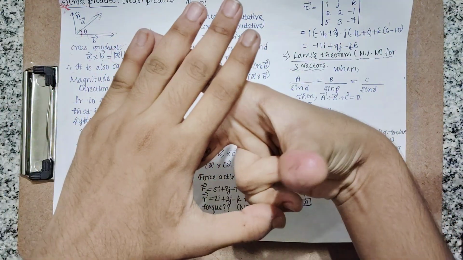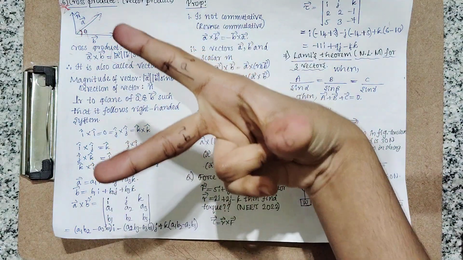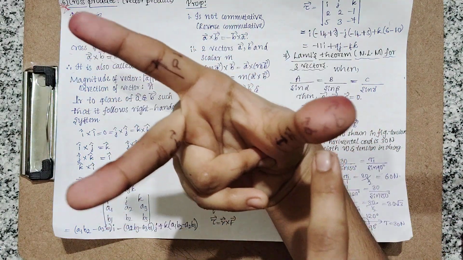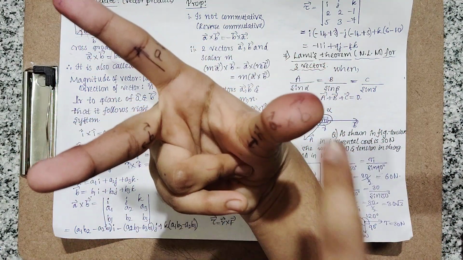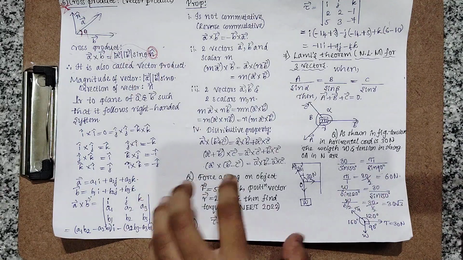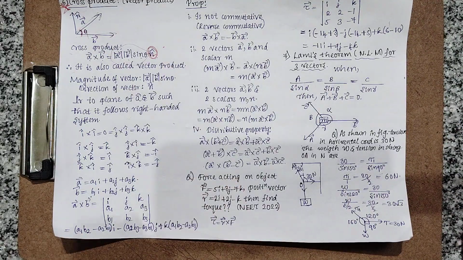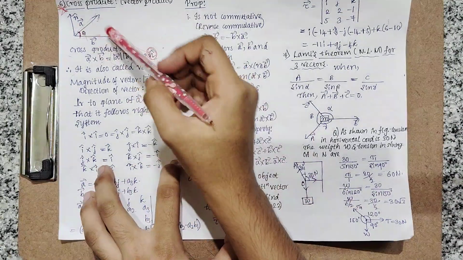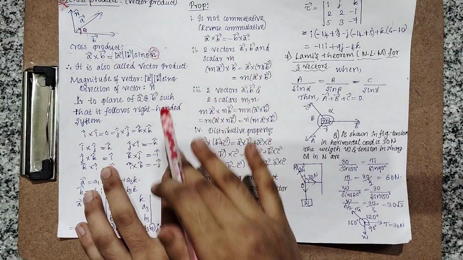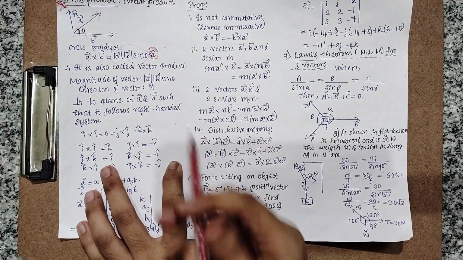To this plane of A bar and B bar, your n cap is perpendicular. So we can also say this n cap as A bar cross B bar. Okay, now you have understood a little bit, I think. This cross product is also called the vector product due to this reason.